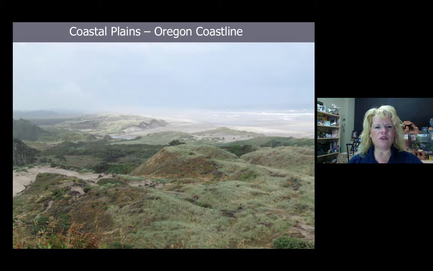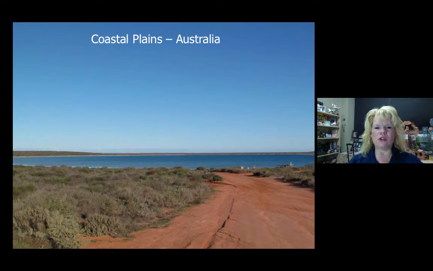Here's another coastal plain from Australia. I went there a few years ago, and this is on the west side of Australia in Monkey Mia. And Monkey Mia is an area that's known for stromatolites. Well, this area is coastal plains, very flat. You can see the vegetation along the shoreline. And this is an area where you would expect to see plains.